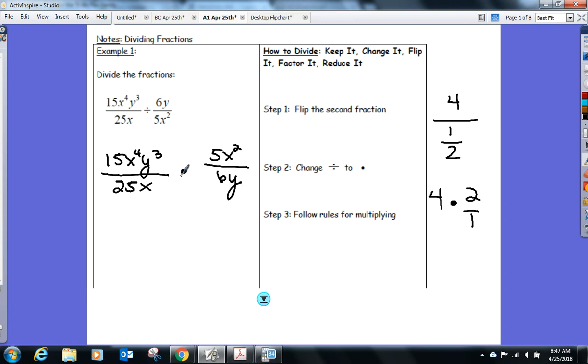And voila, it turns into what we worked on yesterday. Yes, Caitlin? So this is like multiplying. Correct.